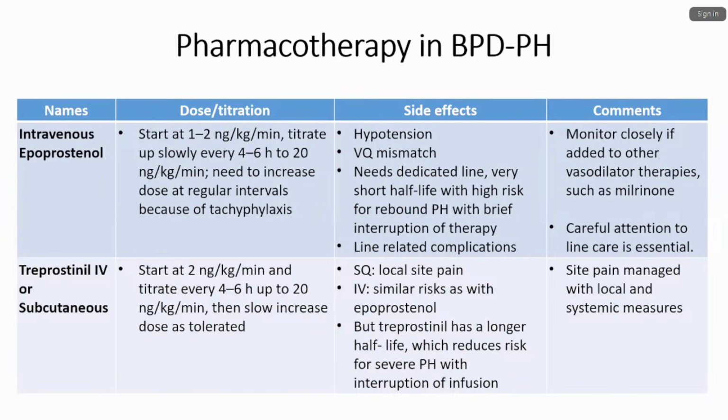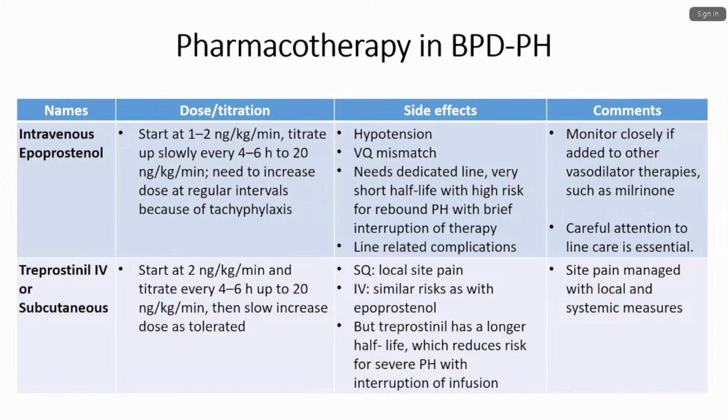Then the next drug is IV epoprostenol. The starting dose is 1 to 2 nanogram per kg per minute, and titrate up slowly every 4 to 6 hourly to 20 nanogram per kg per minute. Need to increase the dose at regular intervals because of tachyphylaxis. The side effects are hypotension, VQ mismatch, and it needs a dedicated line.